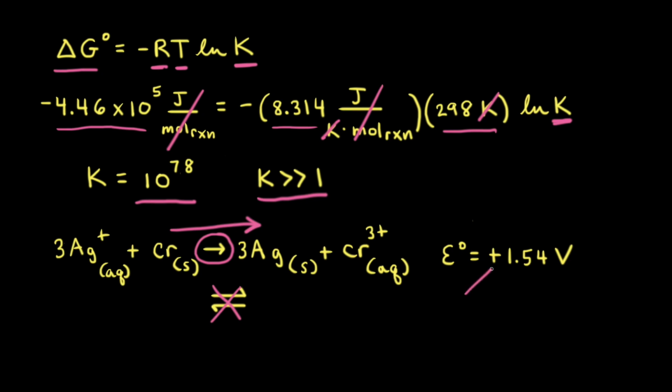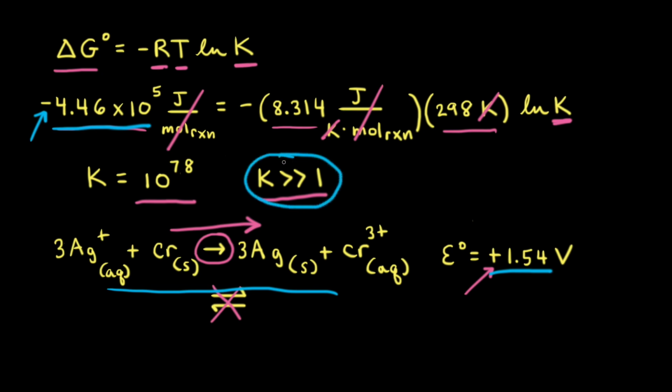And remember, we started with a positive standard potential for this redox reaction. So to summarize what we've seen with these calculations, a positive value for the standard potential leads to a negative value for delta G naught, so a thermodynamically favored redox reaction. And a negative value for delta G naught leads to an equilibrium constant K that is greater than 1.